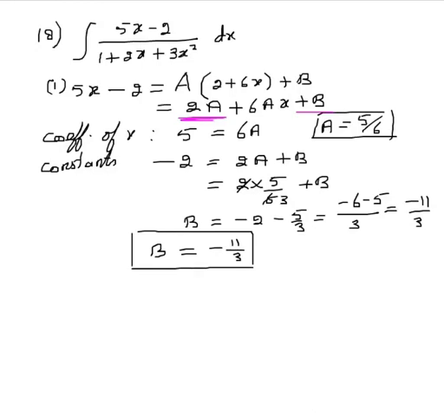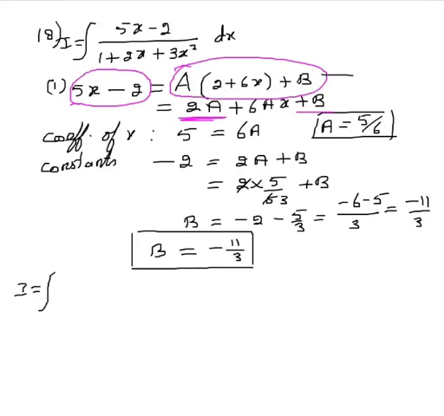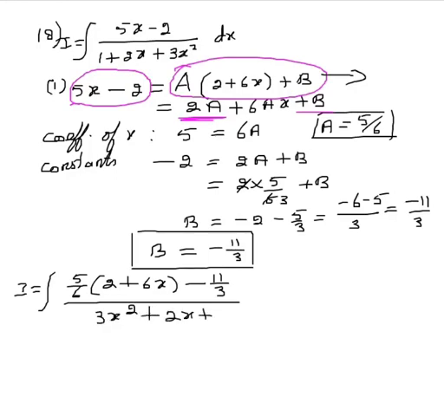Now the second step is we have to separate the integrals into two. Let us first substitute the values of a and b. Look at this. The numerator 5x minus 2 can be written like this. Both are equal, right? So in the given integral, let us take the given integral as I. So I is equal to, the numerator can be replaced by this expression, a into, a is 5 by 6, into 2 plus 6x, b is minus 11 by 3, divided by the denominator, which I will write as 3x square plus 2x plus 1 dx.